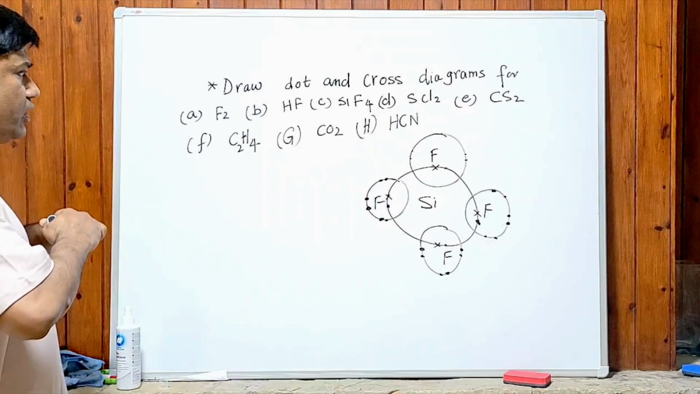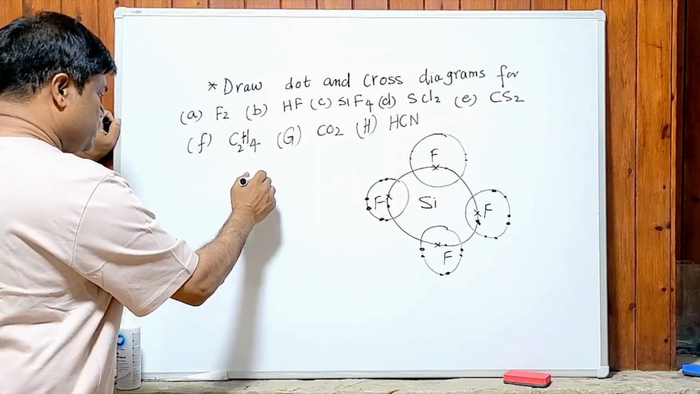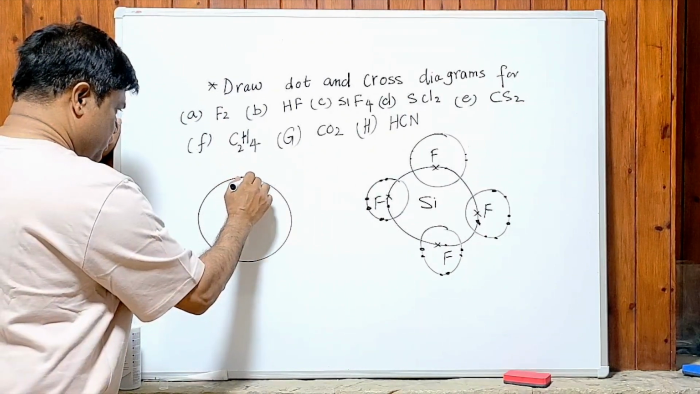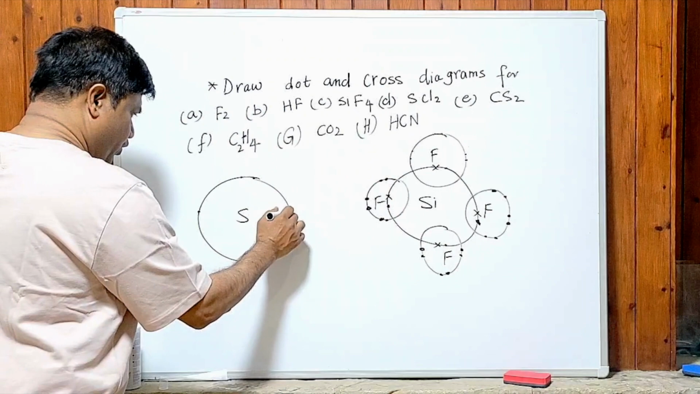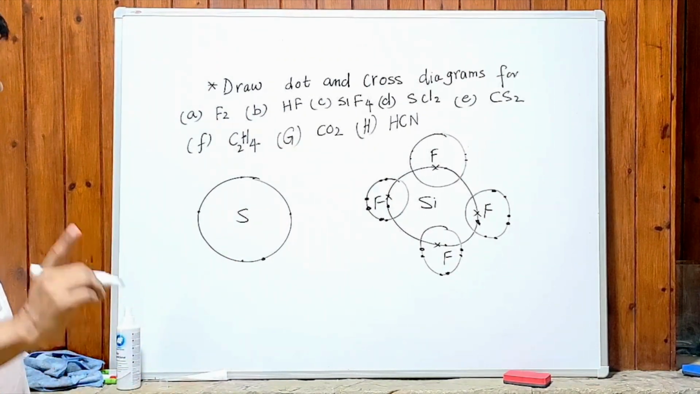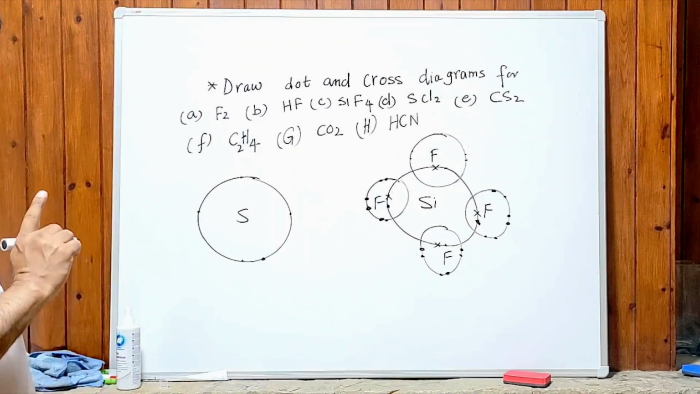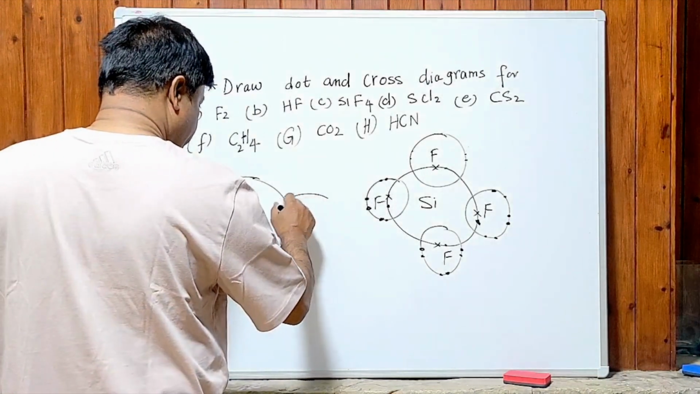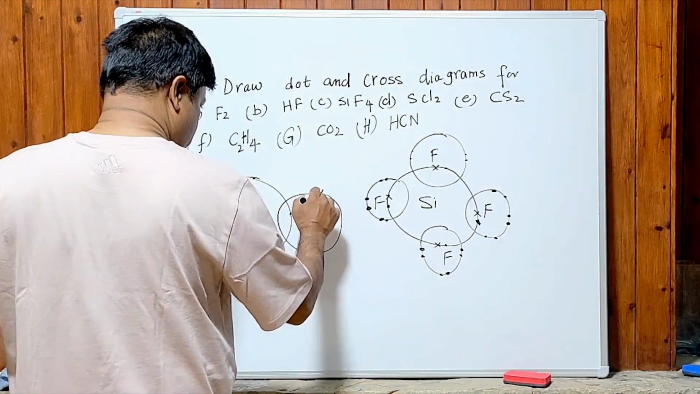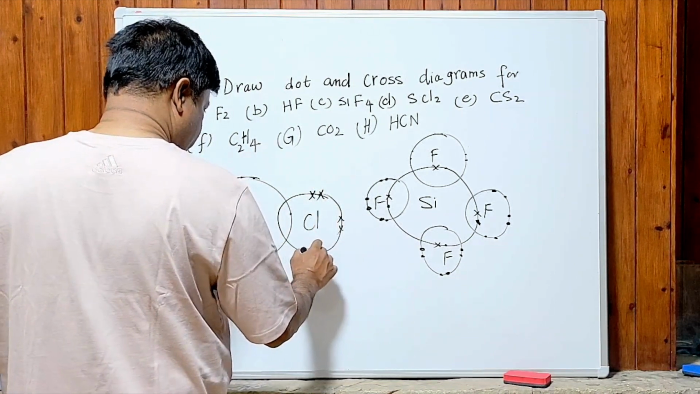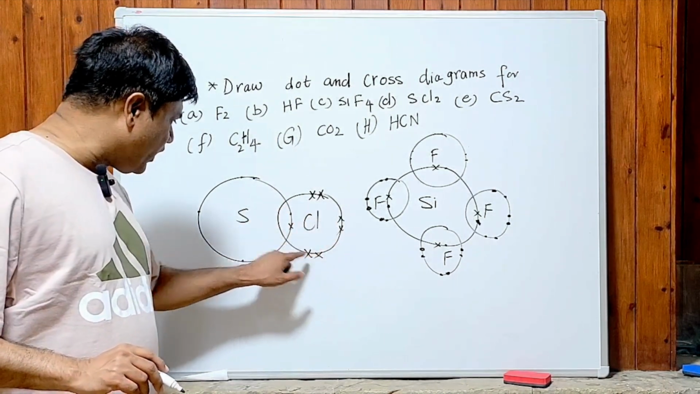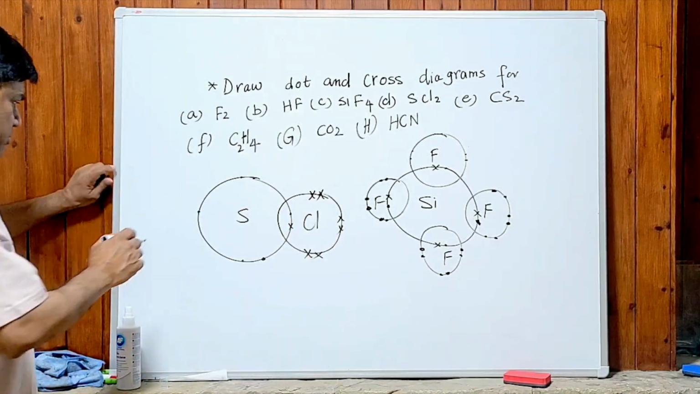Okay. Now SCl2. Sulfur has how many in the outermost shell? 6. 1, 2, 3, 4, 5, 6. And chlorine needs only 1 to get 8 electrons. So 1 chlorine has 7. Dot, cross. 3, 4, 5, 6, 7. So this chlorine has 1, 2, 3, 4, 5, 6, 7, 8. Outermost shell is completely filled.